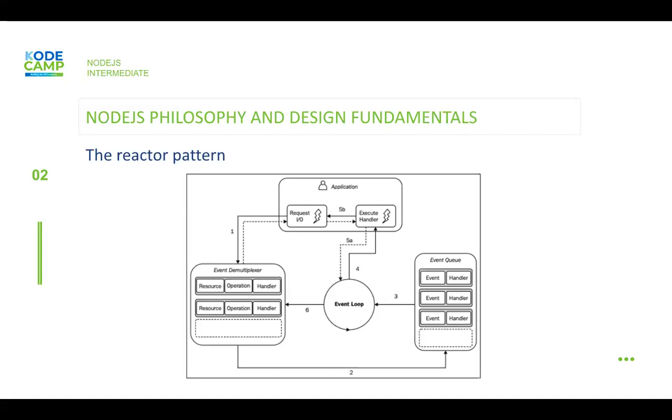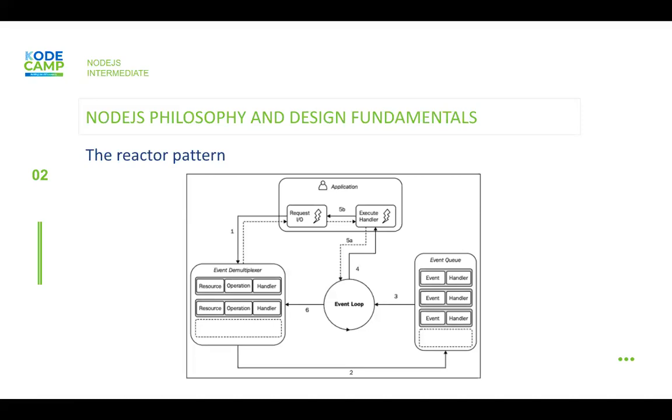Okay, let me just speak a little more clearly. The application generates a new input or output operation by submitting a request to the event demultiplexer, as you can see. This application also specifies a handler which will be invoked when the operation completes. It defines a handler. In most of our cases, we normally call it a callback, but we'll get to that in a minute.